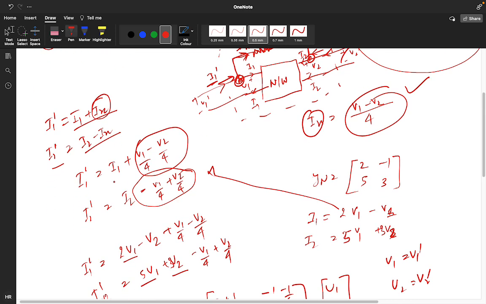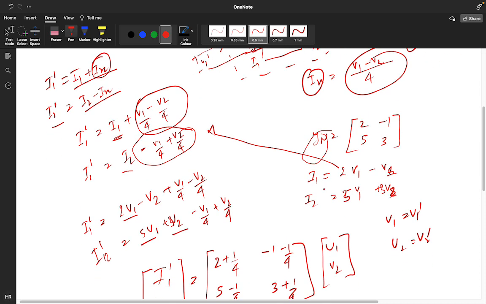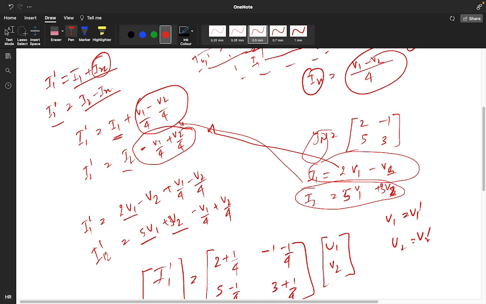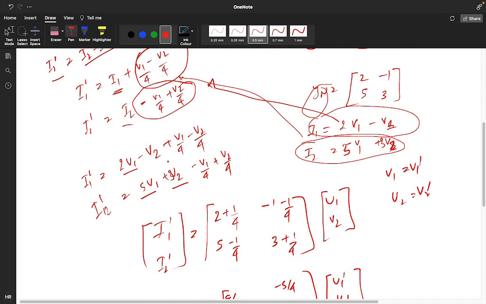Now you just need to put the value of I1 and I2. How can you put the value of I1 and I2? With the help of your Y parameter. With the help of the Y parameter, you know the value of I1, this thing, and you know the value of I2, this particular thing. Just substitute into this, and now what you have to do is take common. If you take the common, the things will become like this, and you will simply take V1 as common and V2 as common.